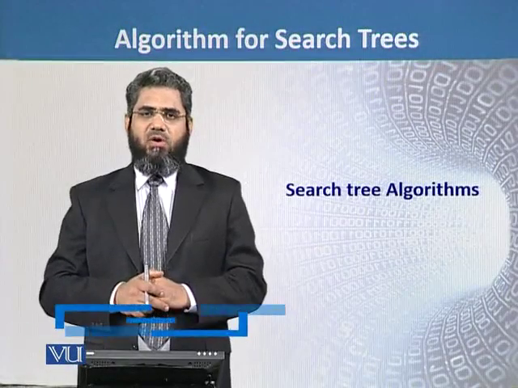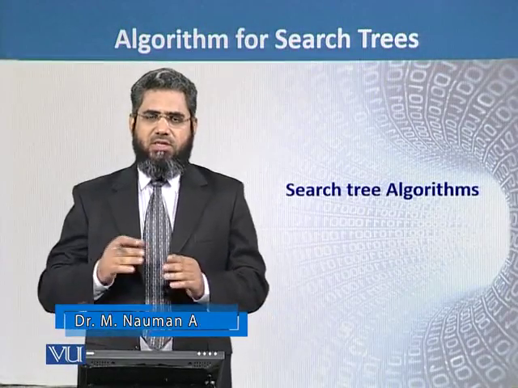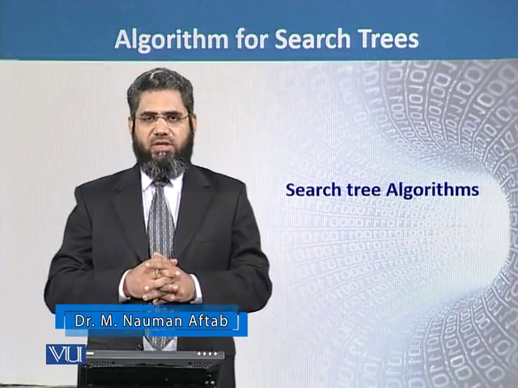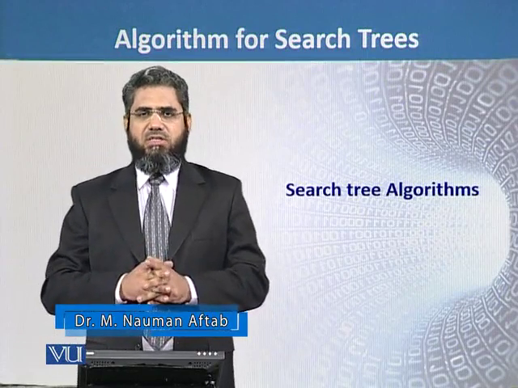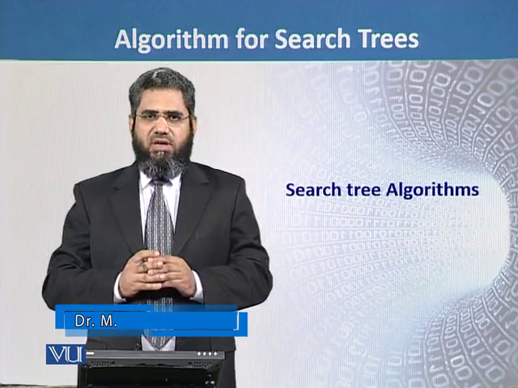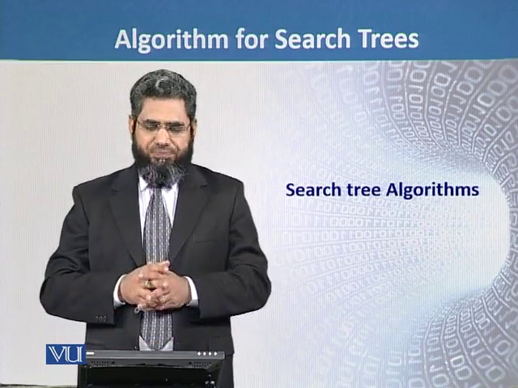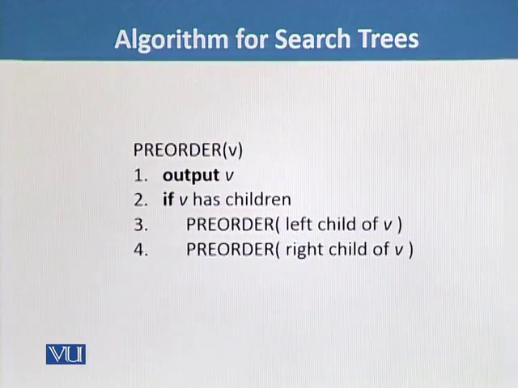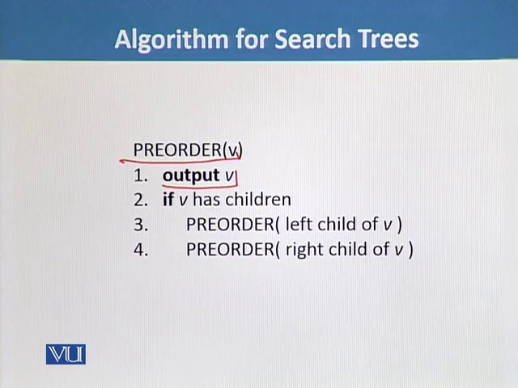Now we will see the pre-order algorithm. That is a type of recursive algorithm, and it assigns the number to the vertices in a traversing order. So this is the pre-order algorithm V. So output will be V if V has children. Children means the leaf of a tree.